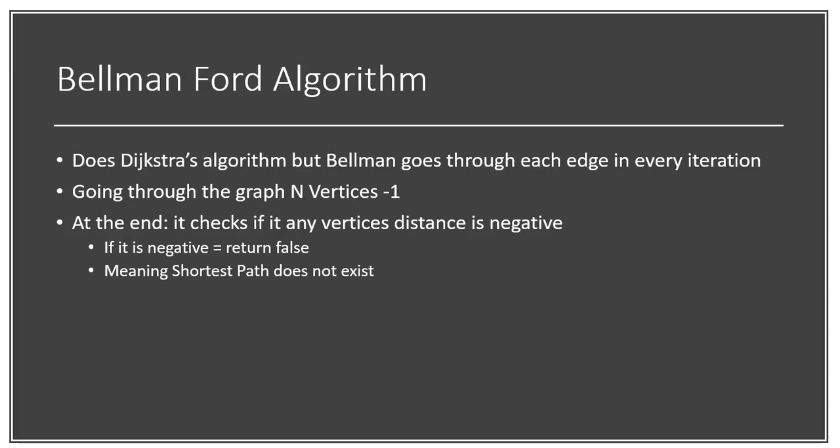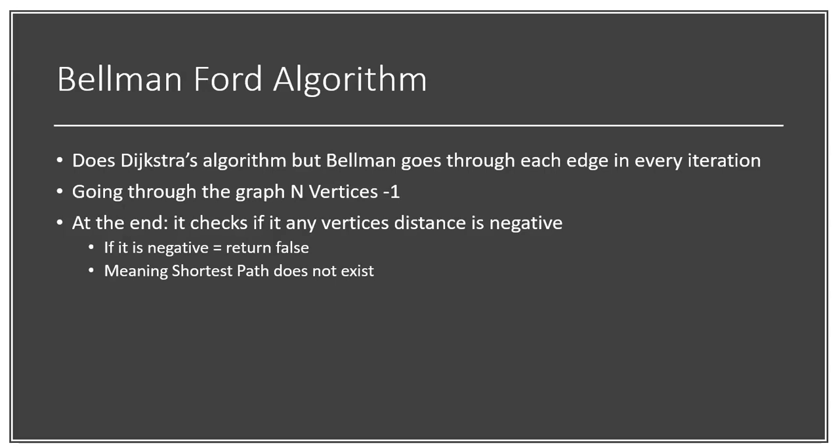Sometimes in these graphs, one iteration will not guarantee the shortest path due to negative edges. So in order to combat this, we will go through the entire graph n vertices minus 1 times. Additionally, when it's finished, we check if any distance is negative. If it is, then the shortest path does not exist.